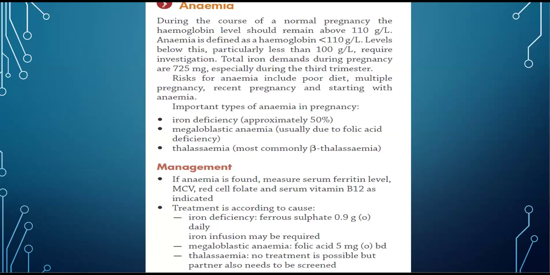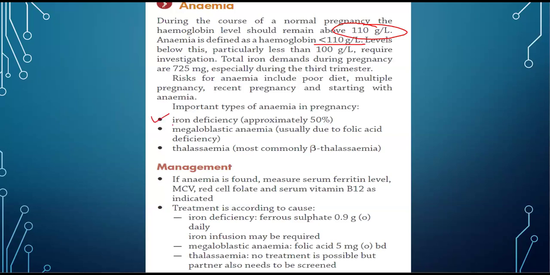Okay, anemia during pregnancy. During pregnancy, as long as the hemoglobin is above 110, that's normal. Anemia is defined if hemoglobin is less than 110 gram per liter. So what is the most common cause of anemia in pregnancy?